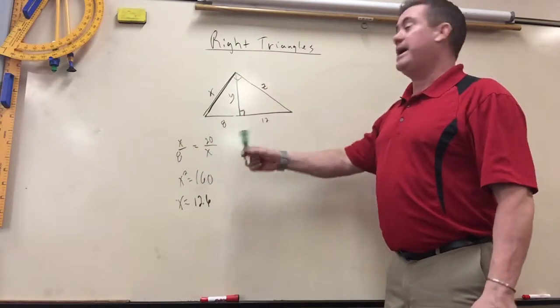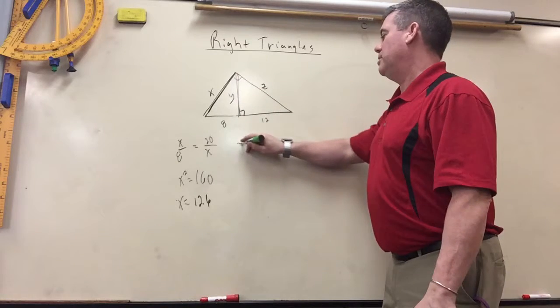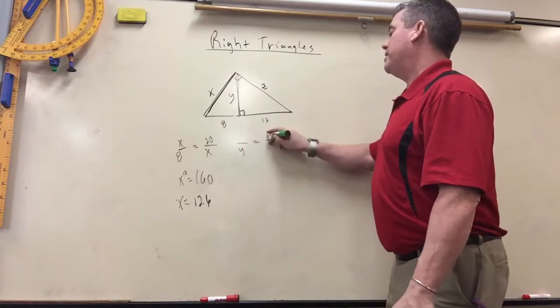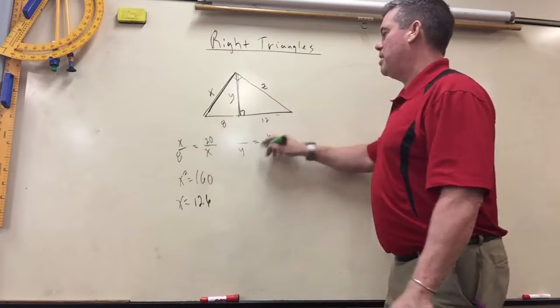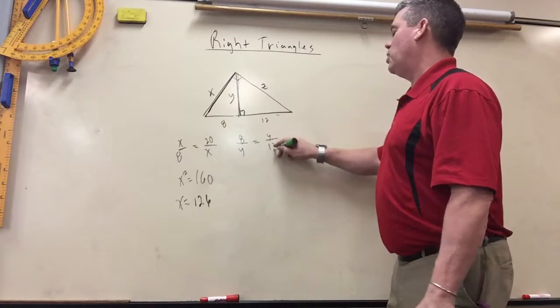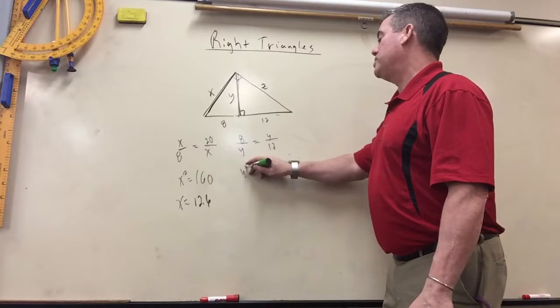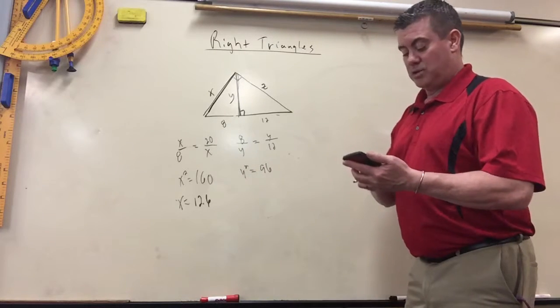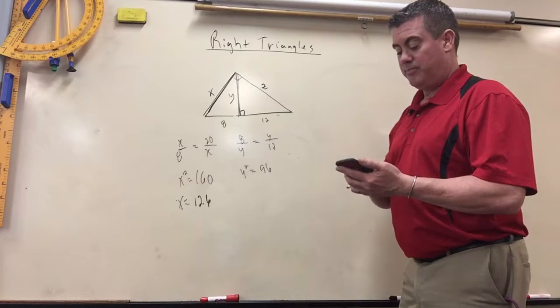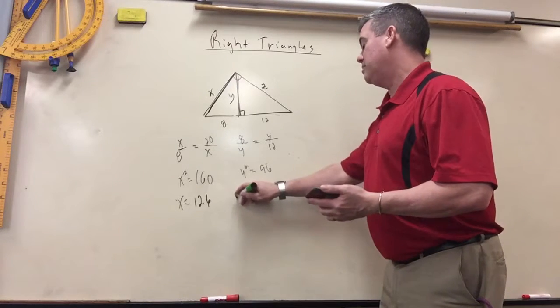If you're looking for y, it is a geometric mean. So you put that in there twice. And then if it's the middle piece, you just put each part, 8 and 12. So this would be y squared equals 96. So you got to square root it. It'd be 9.8.